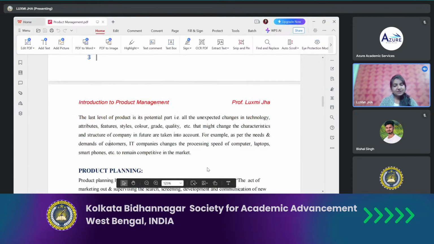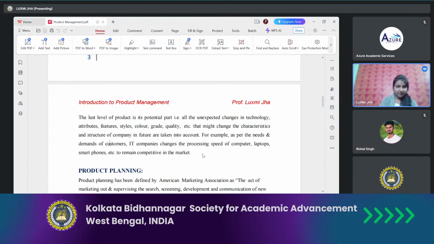As per the needs and the demands of the customer, an IT company changes the processing speeds of the computers, laptops, smartphones, to remain competitive in the market. This is a very, very common example I would like to put forward with respect to cell phones. Every week a new phone is launched in the market, and when a new phone is launched, it has more additional features as compared to the previous one, which actually gives the potentiality of the particular product. Nokia could not update, it vanished from the market.